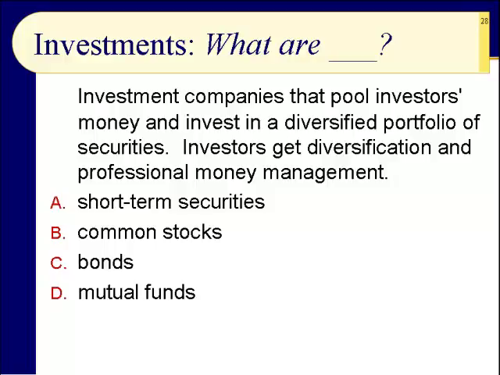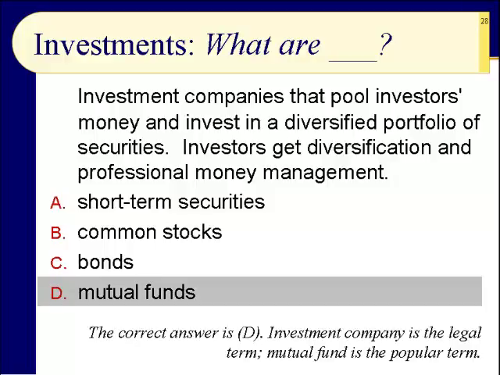So the investment companies. What are investment companies that pool investors' money and invest in a diversified portfolio of securities? Investors get diversification and professional money management. What are these types of investments? Are they short-term securities, common stocks, bonds, or mutual funds? You know the answer. Right, they're mutual funds. You hear the term investment company from somebody who works in the industry, you know they are talking about a mutual fund company. Now, it turns out that there are other types of investment companies other than mutual funds, but mutual funds are the biggest group of investment companies.